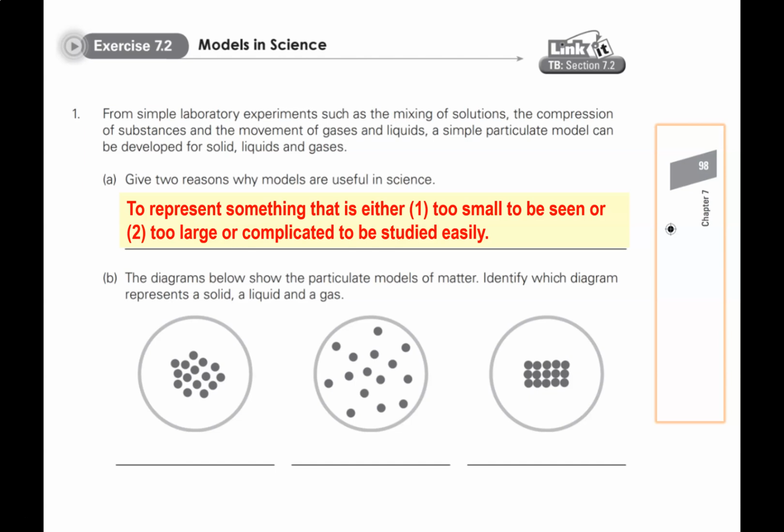For example, the solar system. Question B. Which represents a solid, a liquid, and a gas? This one here is quite closely packed. Liquid. Far apart, gas. Very closely packed, solid.